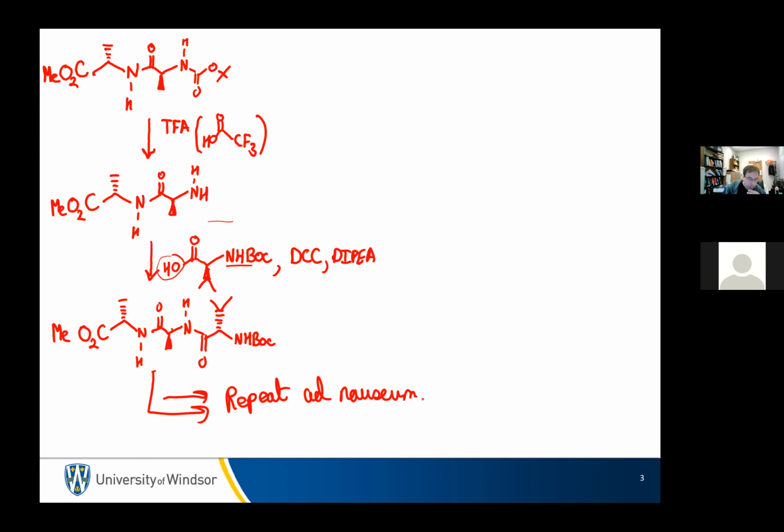So what's really important, and what we notice here, is we don't ever really need to protect the carboxylic acid side. We need it at this terminus, but we don't need to protect it for the individual amino acids that we're adding. So let's just take a short digression into the three protecting groups we're going to need to worry about.